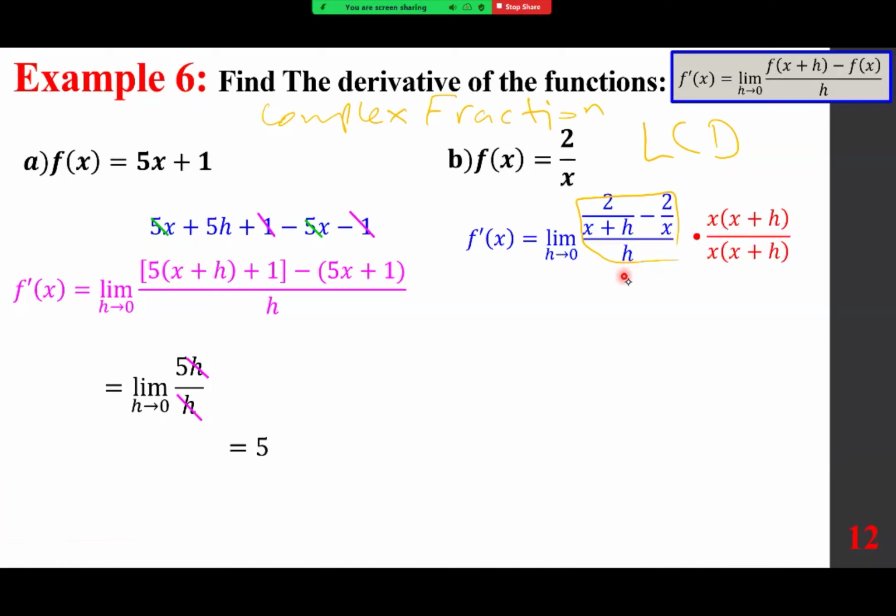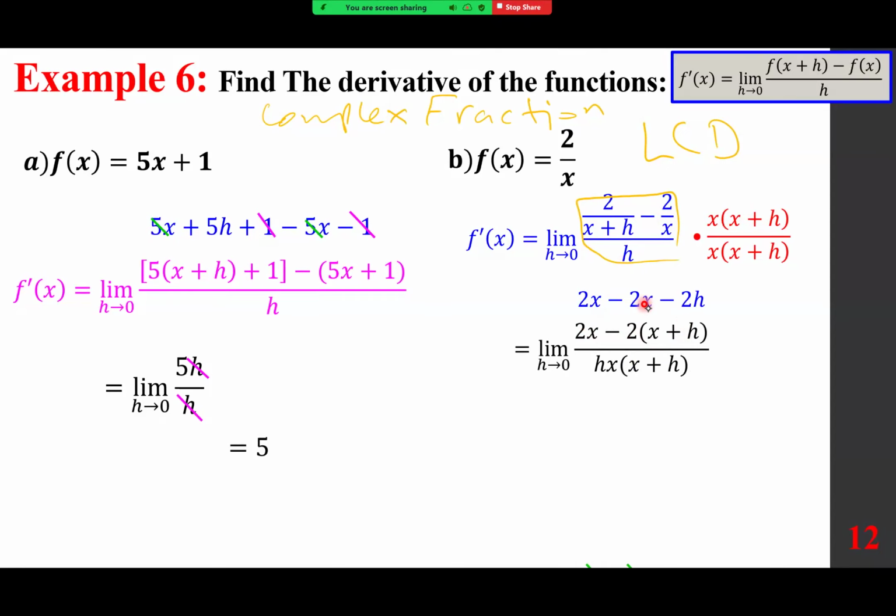What about the numerator? When you multiply this LCD by the first fraction, you get 2 times x. When you multiply it by the second fraction, you get minus 2 times x plus h. And again, notice the denominator, we keep it as a product. We distribute the negative 2, we get 2x minus 2x minus 2h. These two cancel each other. So the numerator is only negative 2h. The h here and there, they cancel each other.